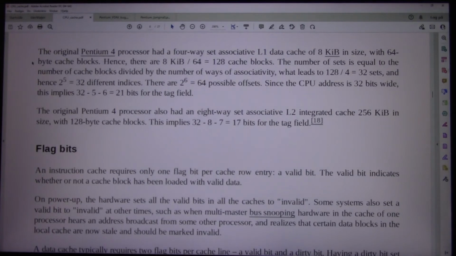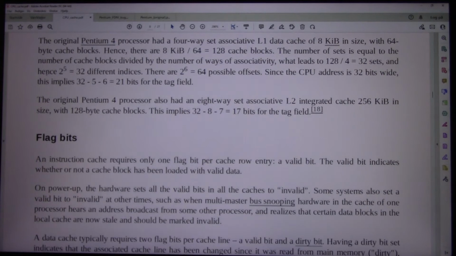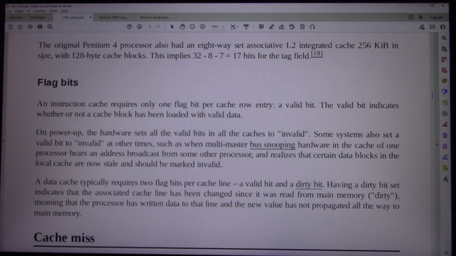Since the CPU address is 32 bits wide, this implies 32 - 5 - 6 = 21 bits for the tag field. The original Pentium 4 processor also had an 8-way set associative L2 integrated cache 256 KB in size, with 128-byte cache blocks. This implies 32 - 8 - 7 = 17 bits for the tag field.